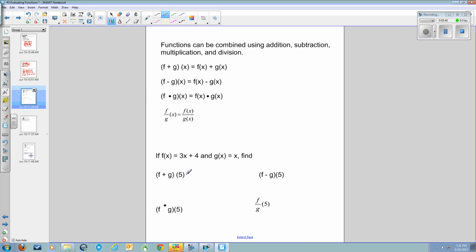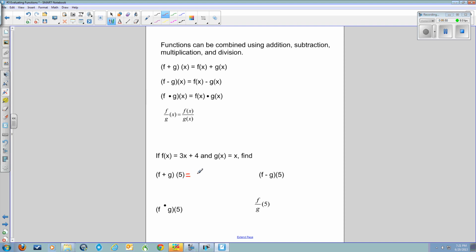Okay, so let's think about that. Well, if I were going to take f plus g of 5, that would be the same thing as saying f of 5 plus g of 5. Well, that means I'm going to take f of x, which is 3x plus 4, and I'm going to put 5 in for it. So I'm going to have 3 times 5 plus 4, and then I'm going to add to it g of 5, which is just 5.